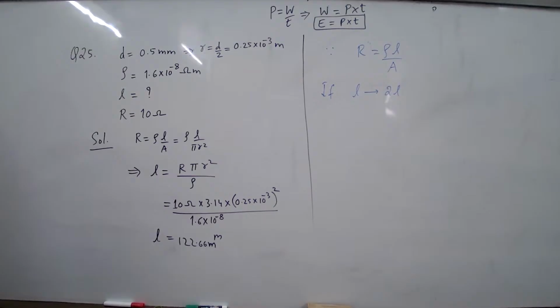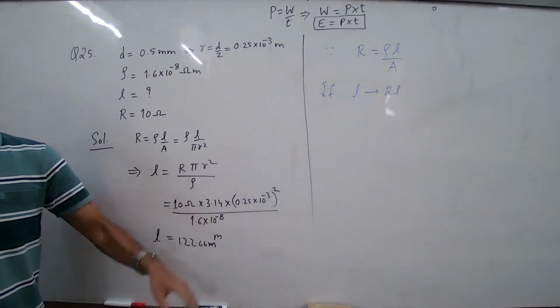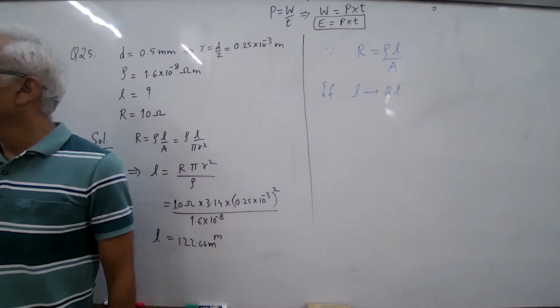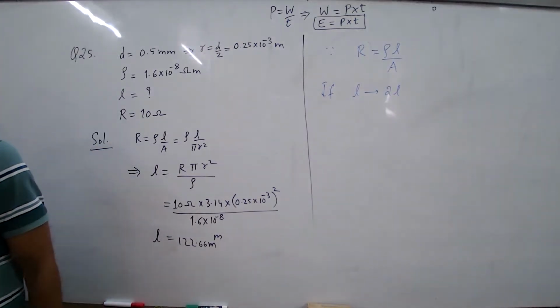Divide by... What do we have to do? 1.6. Okay, 1.6. This, and write a factor 10 raised to -6. 8, so that will be 10 raised to 2. This into 10 raised to 2 is 122.656, which is 122.66. I know how to use the calculator.